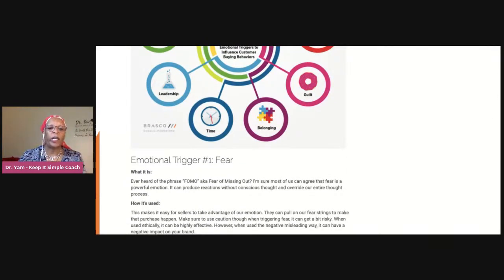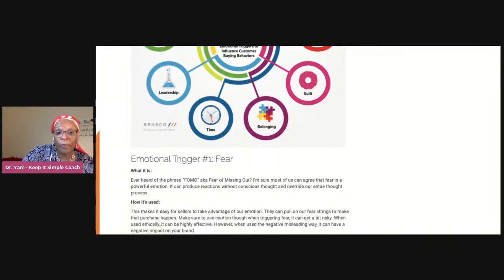The first one that you have is fear. In this particular case, it's the fear of missing out, right? In most cases, this works. When you're doing an offer, sometimes it's time sensitive, or there's a fear of doing something in particular, and they're feeling uncomfortable. Each one of the triggers is identified with what it is and then how it can be used.